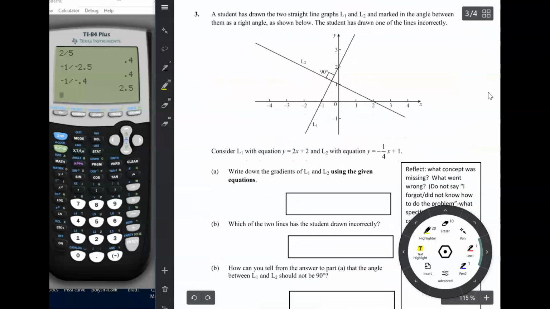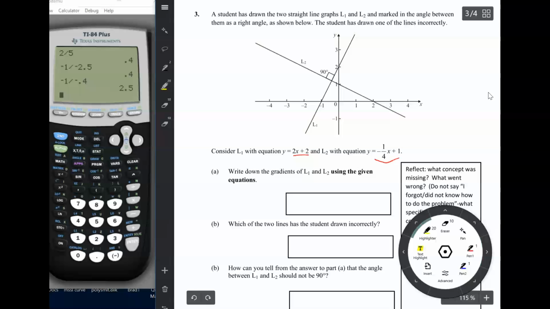Number 3. A student has drawn the 2 straight line graphs, L1 and L2, and marked in the angle between them as a right angle as shown below. The student has drawn one of the lines incorrectly. Consider L1 with the equation y equals 2x plus 2 and L2 with the equation y equals negative 1/4 x plus 1. So how would we graph these?